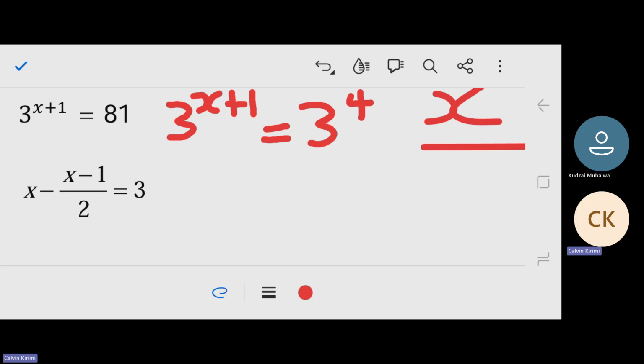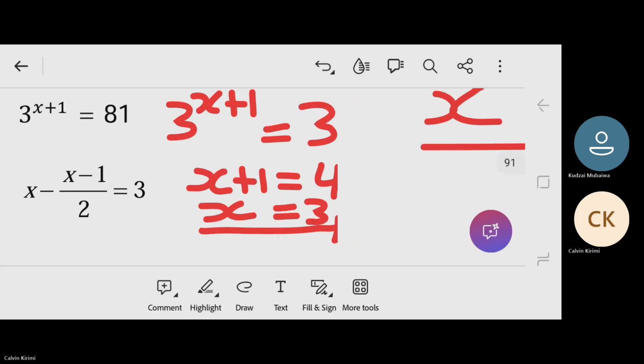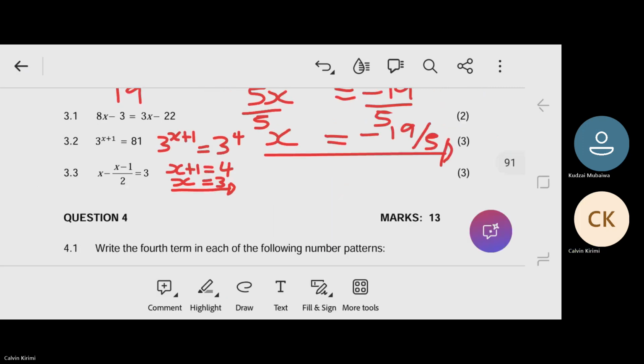And what did I say here? When the bases are the same, the exponents are what? The same. Equals 1. So your x is equal to 3, which is correct. That is correct. That is excellent. Let's move to the next one. Yes, sir. 3.3.